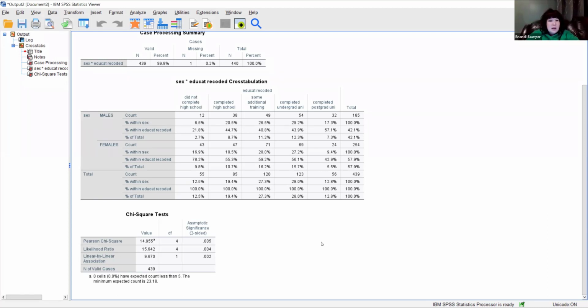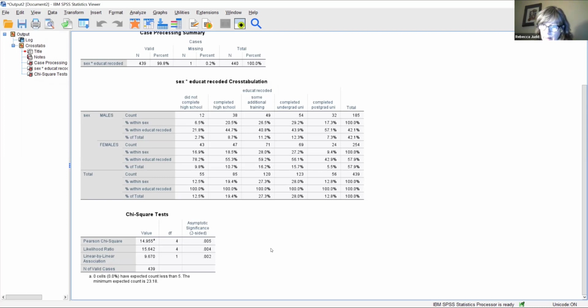Yes, can you sort of interpret that again for me? I can. So a significant value on the Pearson chi-square means what? It means that there is a relationship between educational attainment and gender. They are not independent of each other.